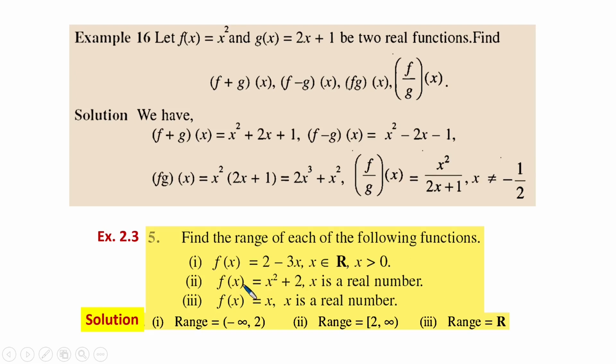Similarly here for f of x is equal to x square plus 2. For x equal to 0, you have 2. So you can start with 2, and then as you increase the number, whether it is negative x or positive x, it will become positive only because it's a square, and then it will go up to infinity. So the range starts from 2, 2 is closed here, and it goes up to infinity. And for the third, f of x is equal to x, x is a real number. So here the range will be the whole real numbers, negative as well as positive, including 0.